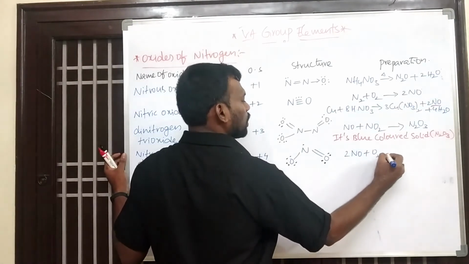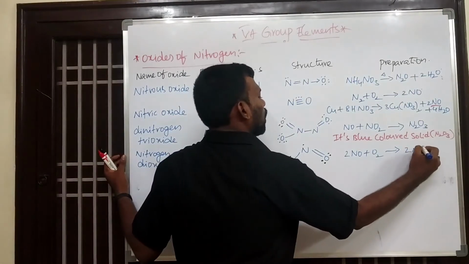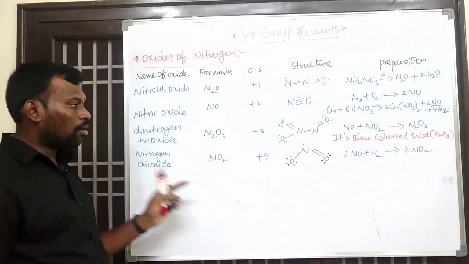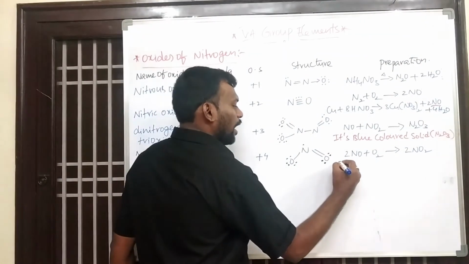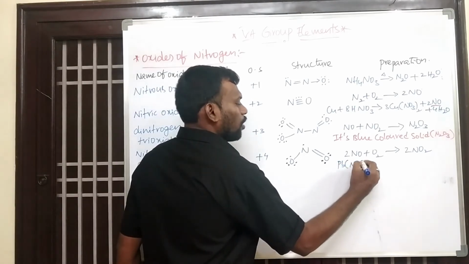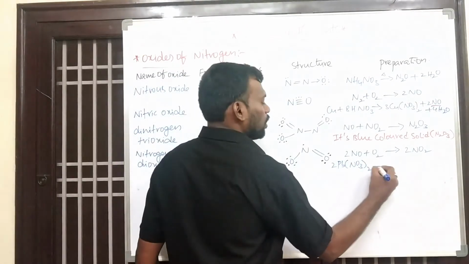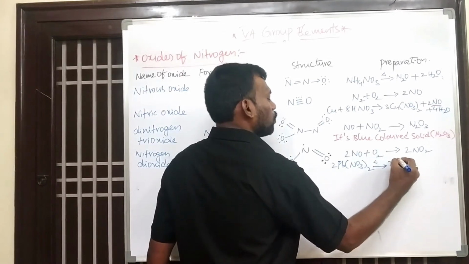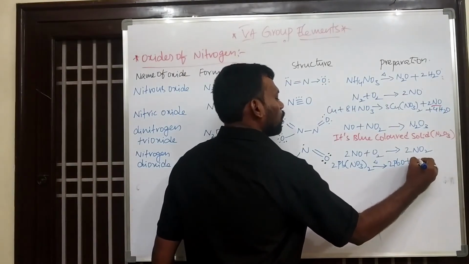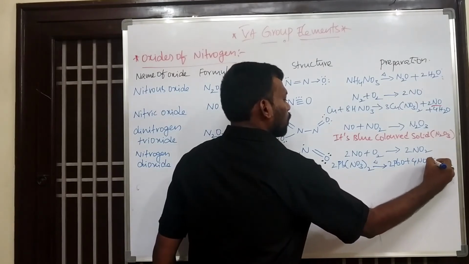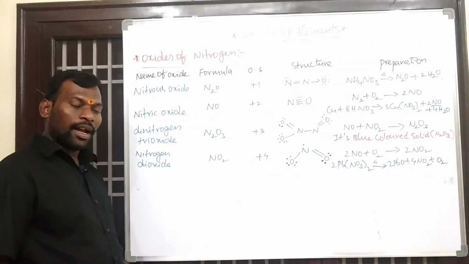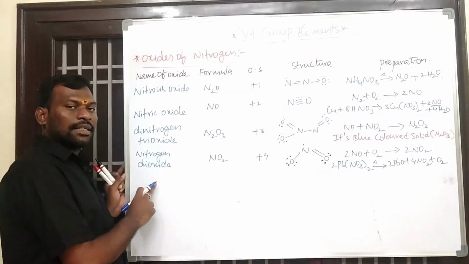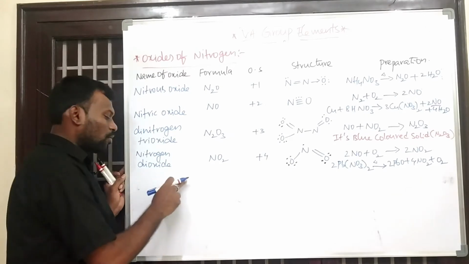It is prepared from nitric oxide. When nitric oxide reacts with oxygen, it forms nitrogen dioxide. And another way is when lead nitrate, Pb(NO3)2, undergoes decomposition, 2 moles of lead nitrate form 2 moles of lead oxide, 4 moles of nitrogen dioxide, and O2. So these are the two preparation methods of nitrogen dioxide. And nitrogen dioxide exists in a dimeric form. The dimeric form of nitrogen dioxide is dinitrogen tetroxide.